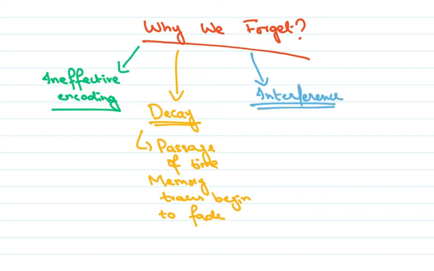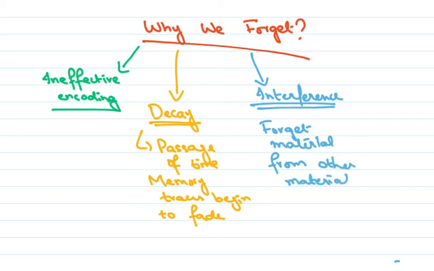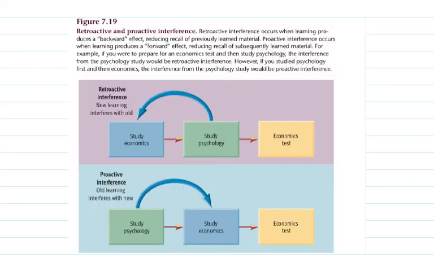Now, what exactly is interference? The theory of interference holds that you tend to forget certain material because there is competition from other material. Now, what could be examples of this? When we talk about interference, we see that there are two different kinds. One of these is called retroactive interference.